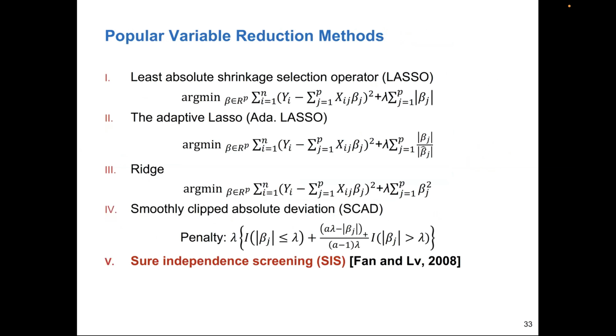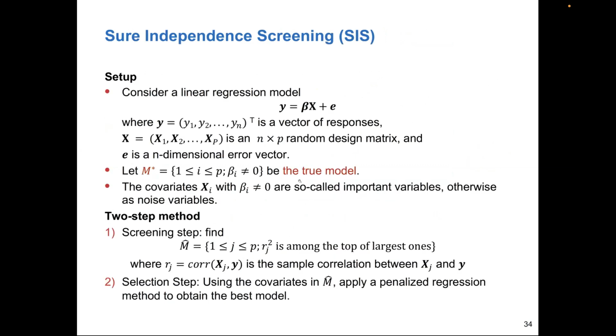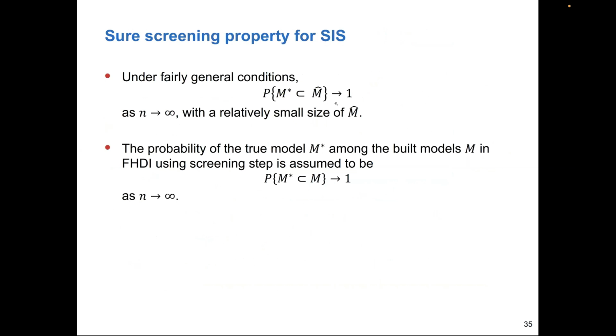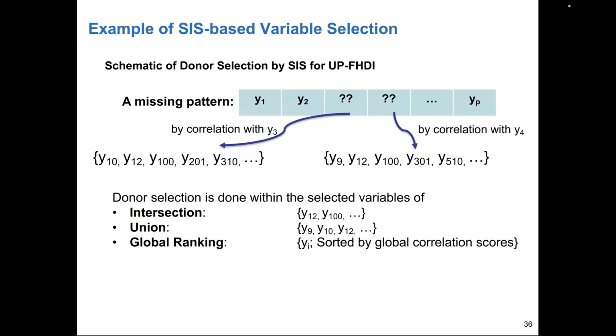There are many methods, the so-called variable reduction. So we found a very interesting, powerful sure independent screening method. The bottom line here is that suppose we know the true model of this linear equation, then if we select variables merely by correlation score, it gradually approaches the true model. So there is some theory about that. So we found this very interesting and powerful.